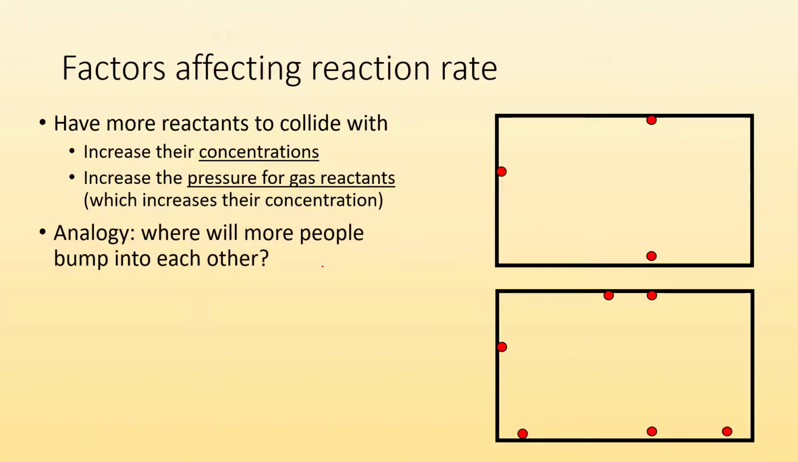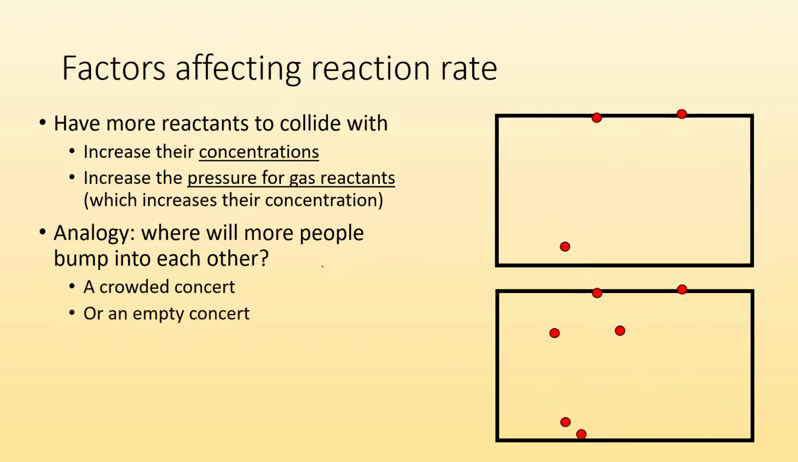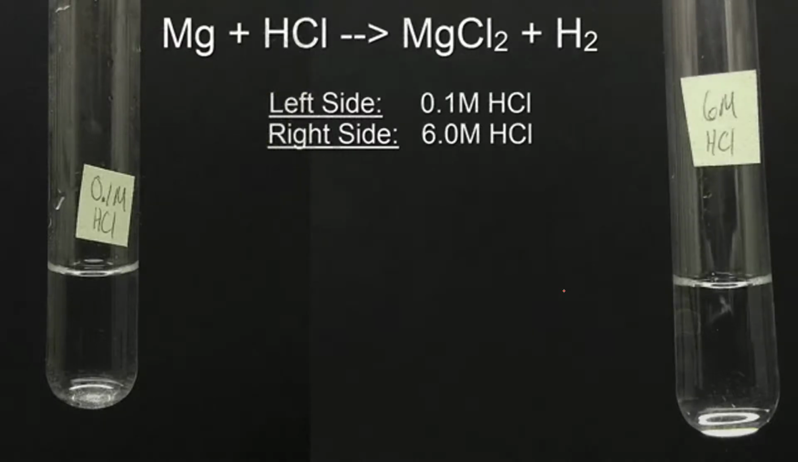And then, here's an analogy. Where would people bump into each other more? A crowded concert or an empty concert? So here, this is the crowded situation. And this one is less so. So we got three people bouncing around in a room. How often are they going to collide with each other? Not nearly as much as here where we have 6 dots traveling around, and they're going to collide a lot more often. So here's a chemical example.